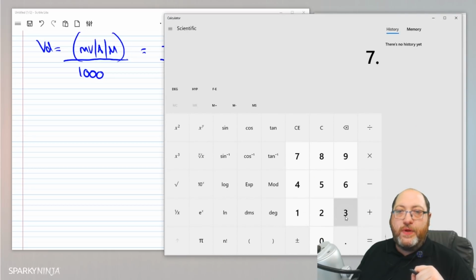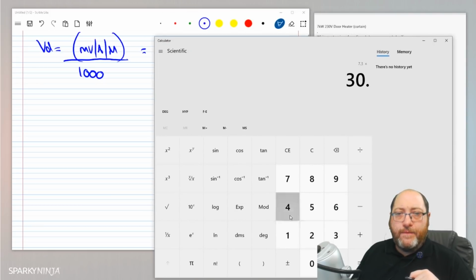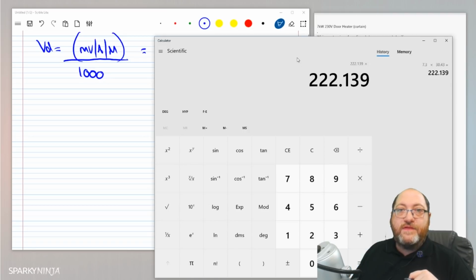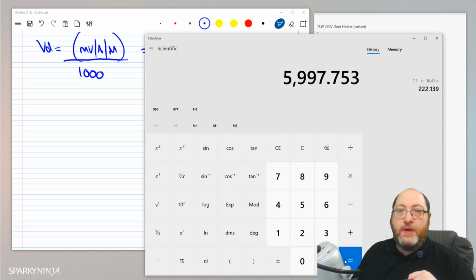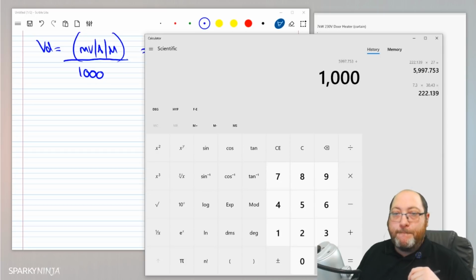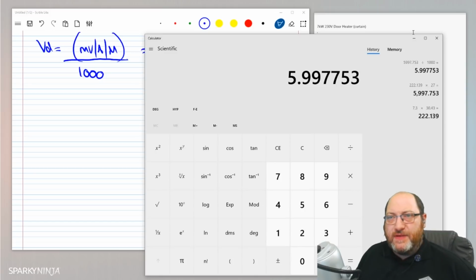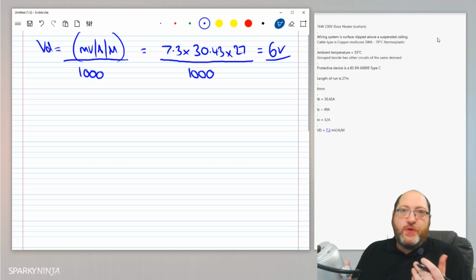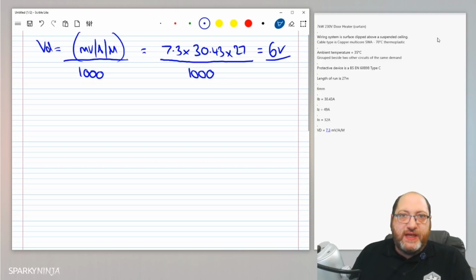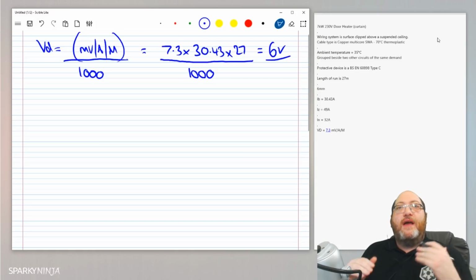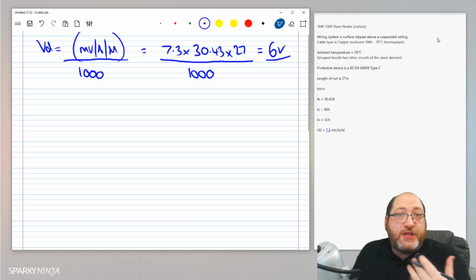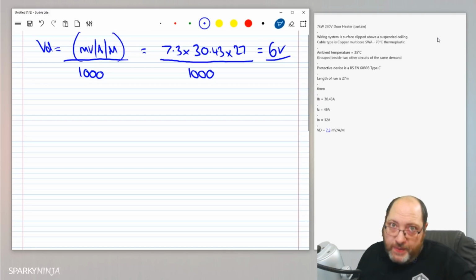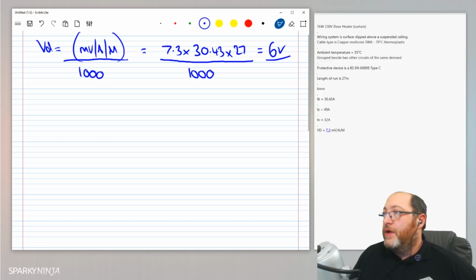So 7.3 times 30.43 times 27 over 1,000 equals 5.997, so it's basically 6 volts. So the question is now, is that acceptable? You may have to do that, but in the regs exam, you won't. You'll have 4 answers which are a voltage, and you've got to match it to this, and that's it. But for completeness, if you were needing to verify that, you would need to go to Table 4AB, which is also in Appendix 4, way further up.